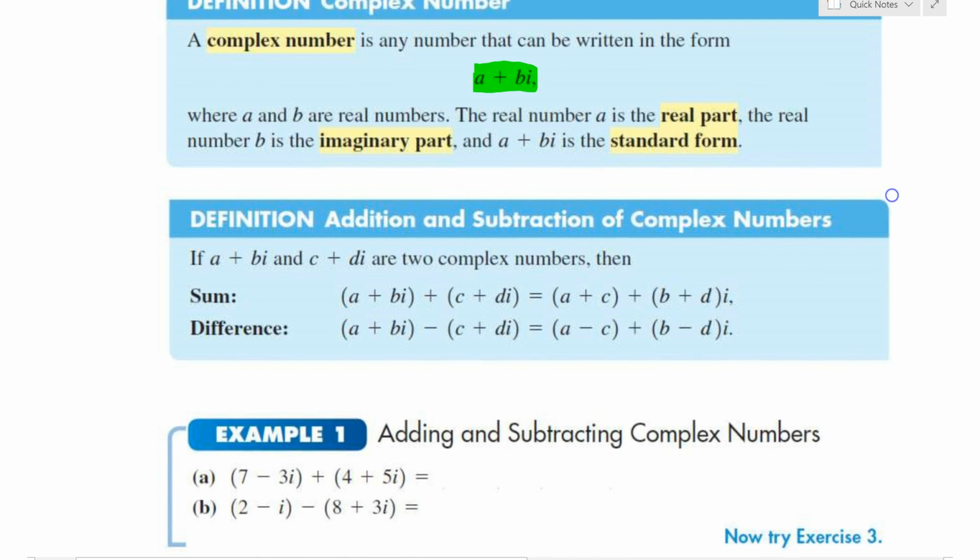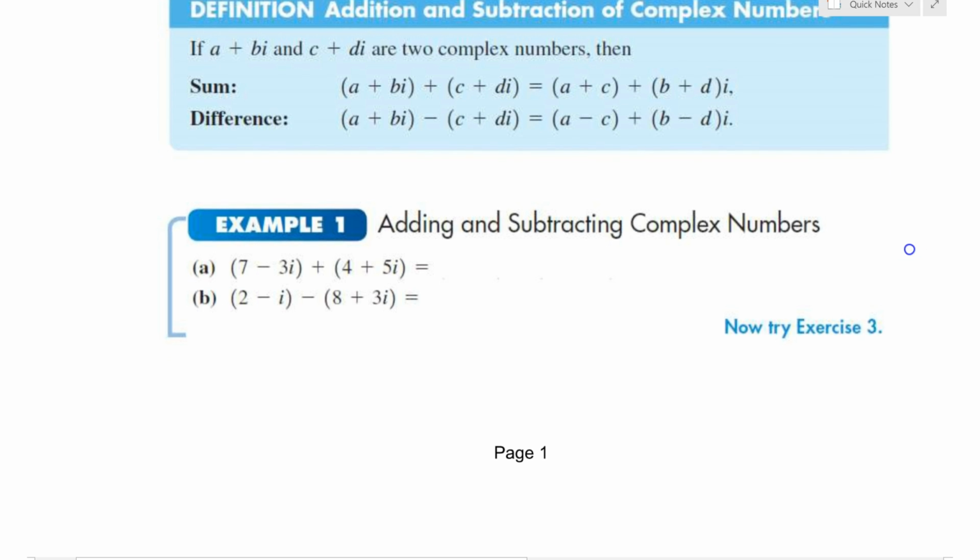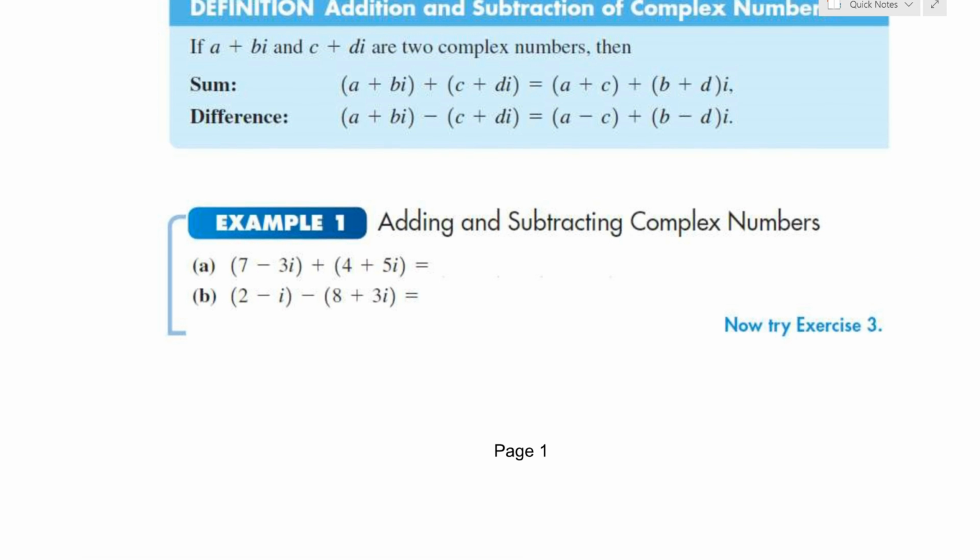What you can do with complex numbers is you can add and you can subtract, and I'm going to go ahead and give you that first example. So you're going to add the real part. So we have 7 minus 3i plus 4 plus 5i. So the real part is 7 plus 4, which gives you 11. And of course you have negative 3i plus 5i. That gives you 2i.